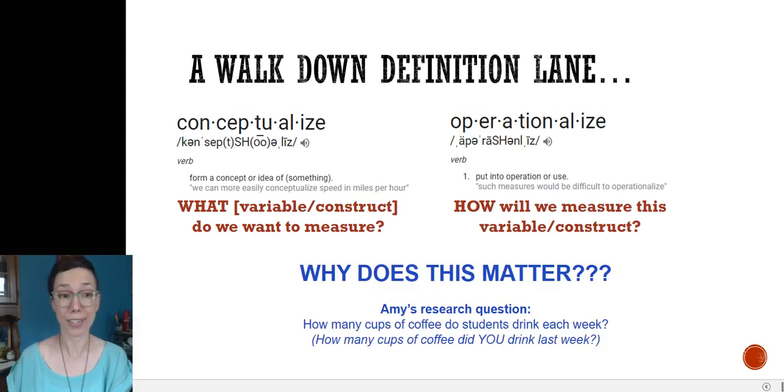Example of why this matters. Let's say I have a research question, and my research question is, how many cups of coffee do students drink each week? I'm interested in collecting a survey. So what I would like for you to think about for a hot second is, how many cups of coffee did you drink last week? And I'm going to sip from my coffee while you think.